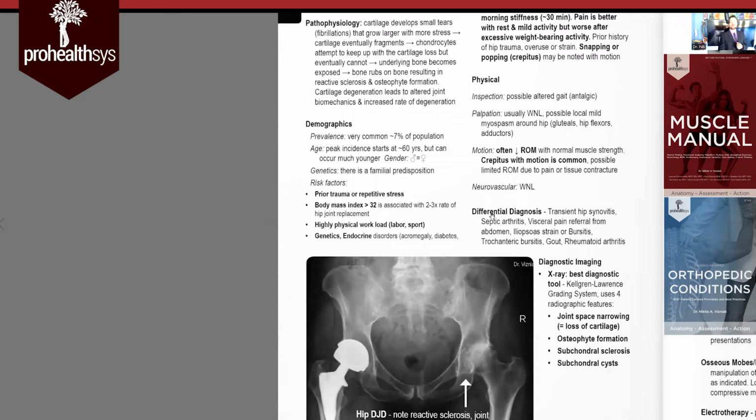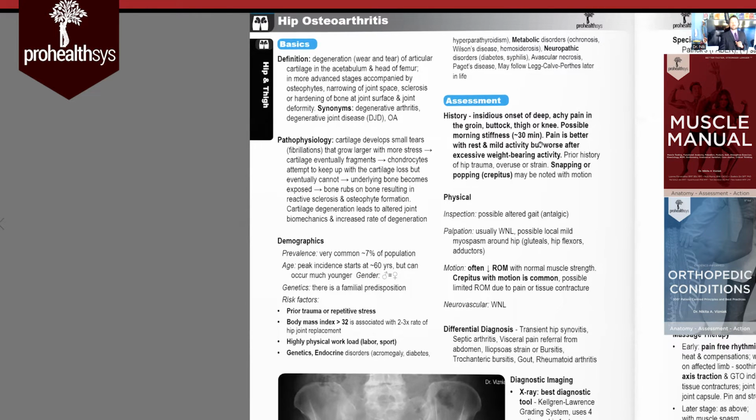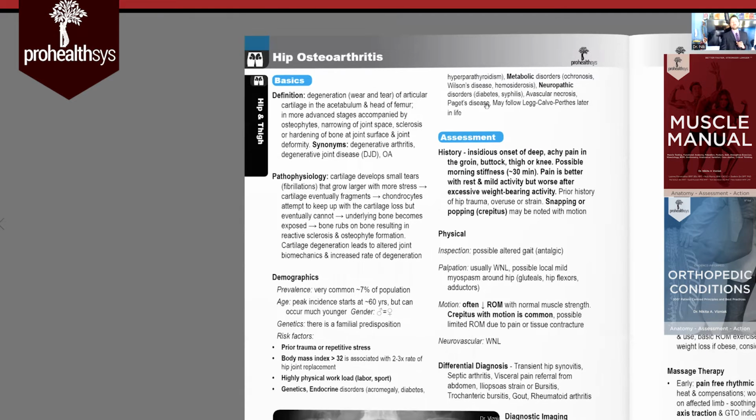Diabetes may increase your rate as well. Again, just another reason for us to promote good eating habits for our patients. Hyperparathyroidism, metabolic disorders can be there. Wilson's disease, your iron disorders as well. Nephritic disorders can be there. Avascular necrosis may be correlated potentially. It could be a cause of the degeneration, or it could be a separate condition itself. And Legg-Calvé-Perthes in kids, or a SCFE even potentially as well.